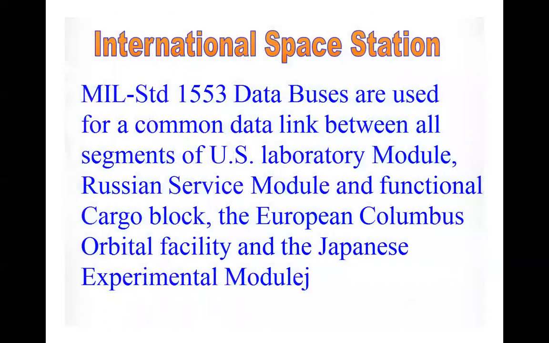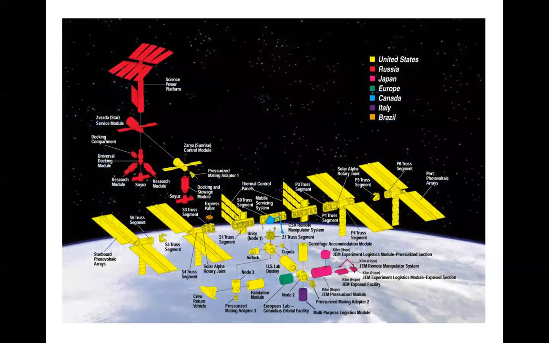Space station will be using a multi-standard data bus for a common data link between all the segments: US laboratory module, Russian service module, functional cargo block, European Columbus orbital facility, and the Japanese experimental module. This is the different data buses which are used in different countries.